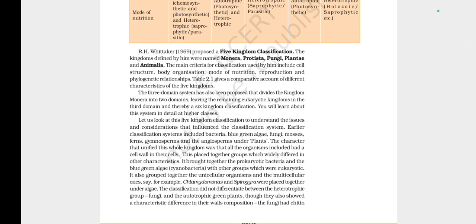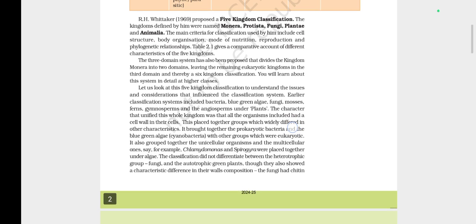The three domain system has also been proposed that divides the kingdom Monera into two domains, leaving the remaining eukaryotic kingdoms in the third domain. Thereby it is a six kingdom classification. You will learn about this system in detail in higher classes.